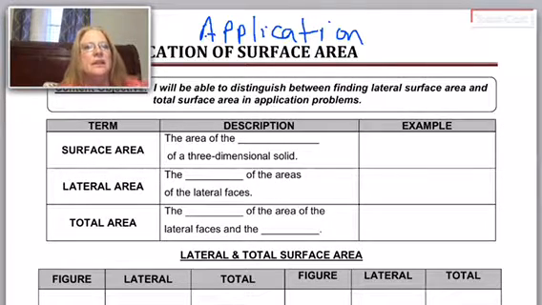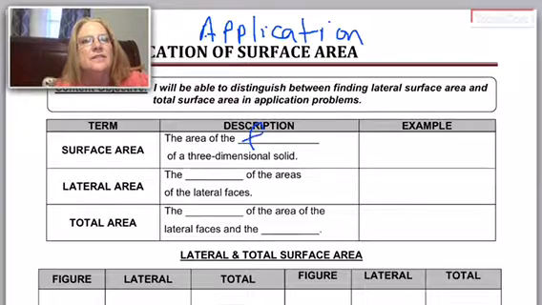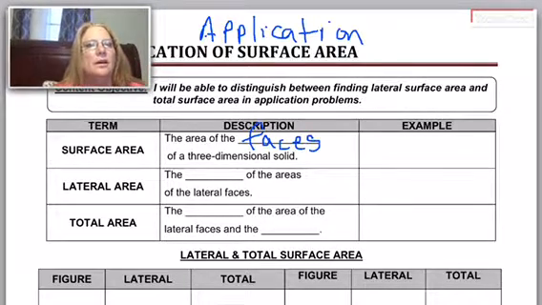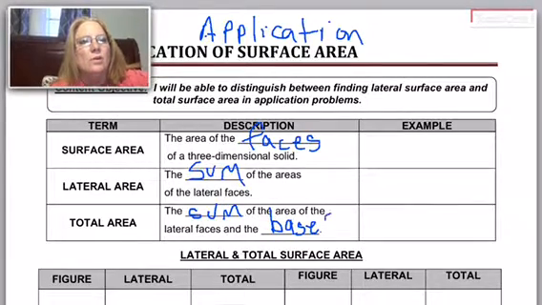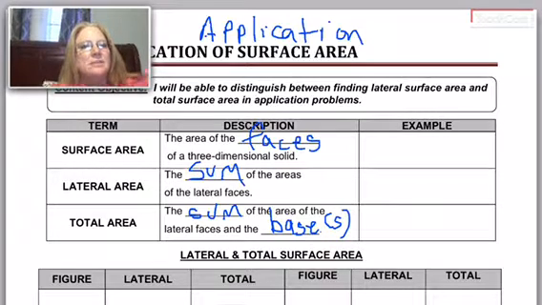Surface area is the area of the faces of a three-dimensional solid. The lateral area is the sum of the lateral faces, and the total area is the sum of the lateral faces and the base or bases, as it may be depending on the problem.